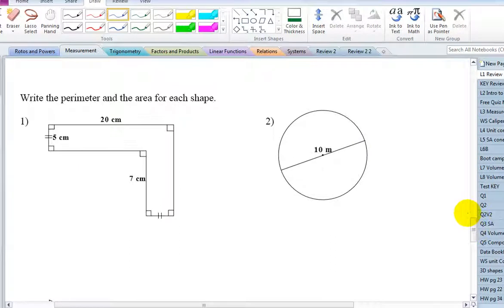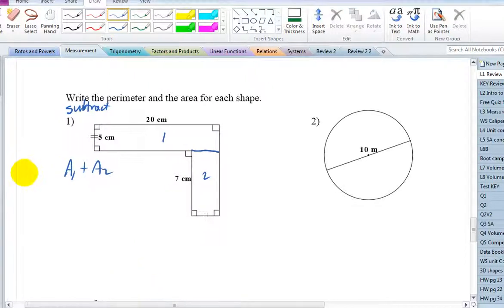Find the perimeter area of each shape. So for this one, you're going to have to subtract to find the measurements. Absolutely. Okay. So right here, I just lied to you. Area 1, area 2. And that's going to equal the area total.